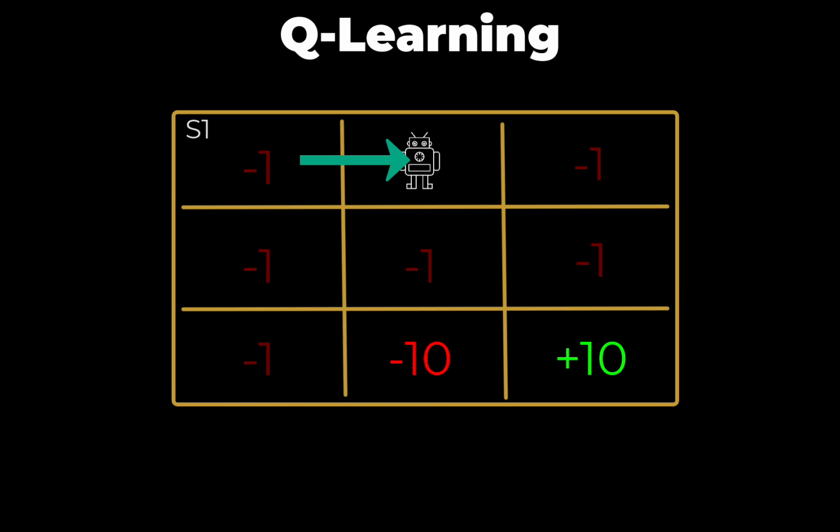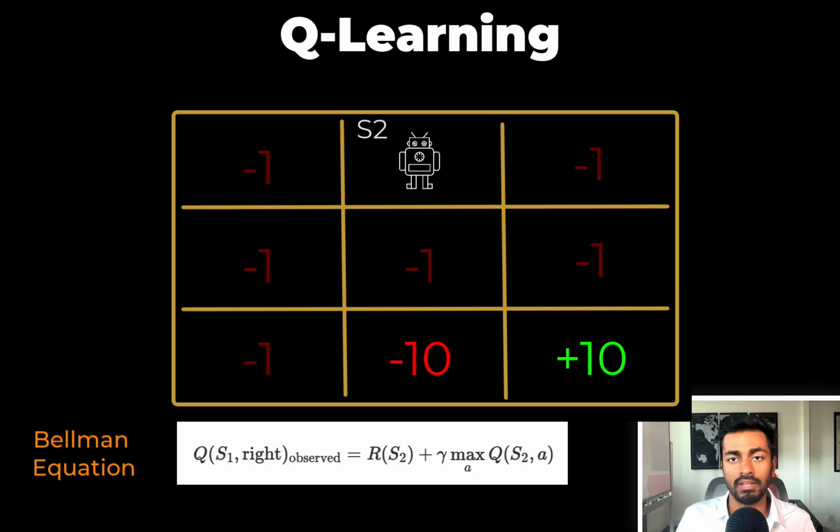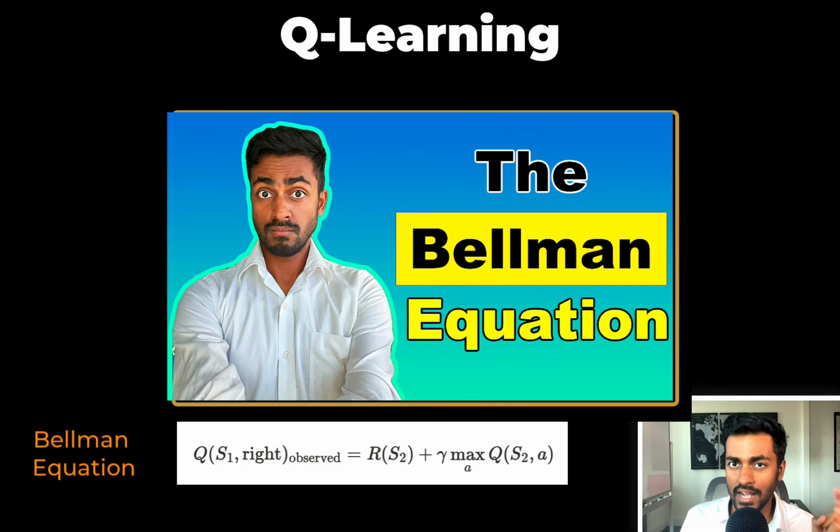So the action is taken, and then when taking the action, the agent transitions into another state. And let's say that this other state is S2. And on doing so, it also receives a reward of -1. Now, let's calculate the observed Q value. So this is given by the Bellman equation. Now, the Bellman equation defines a recursive relationship between Q values. And for more information, you can check out my video on the topic.